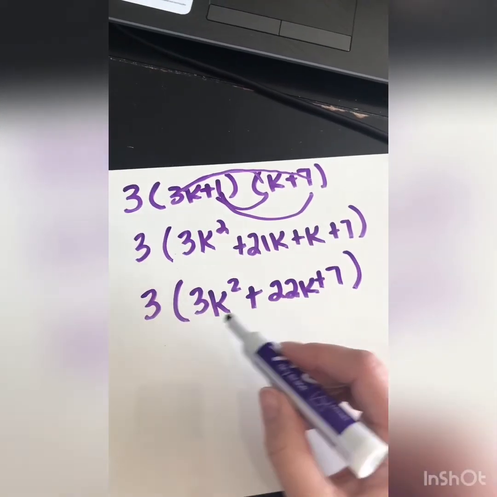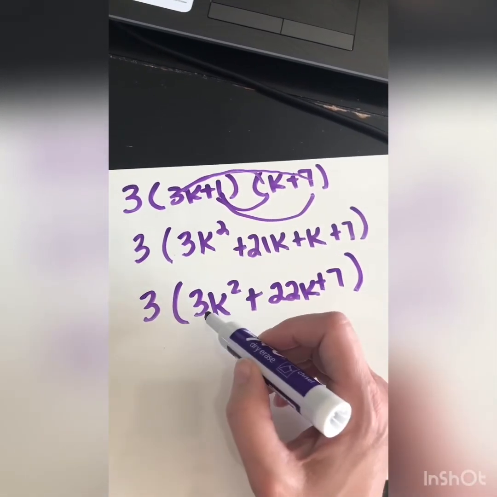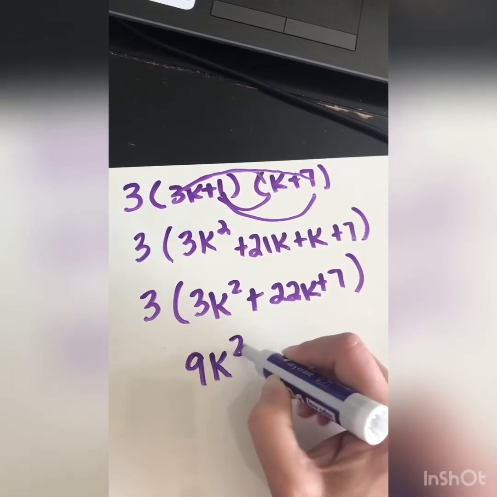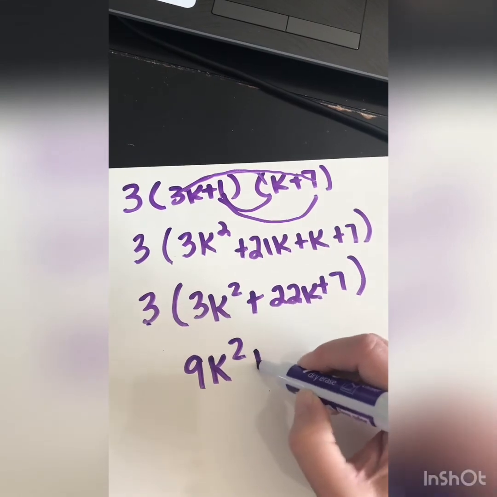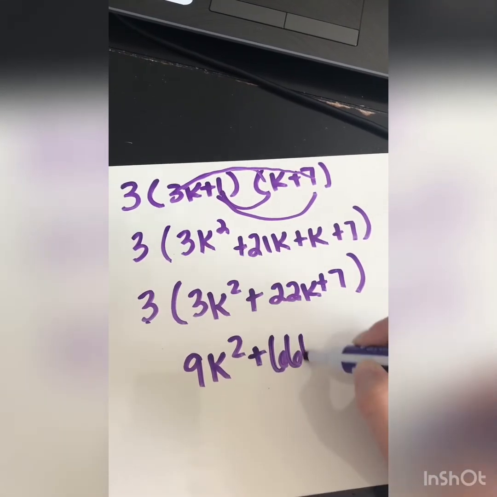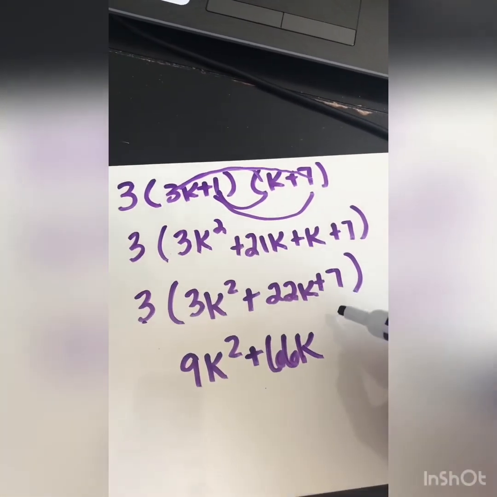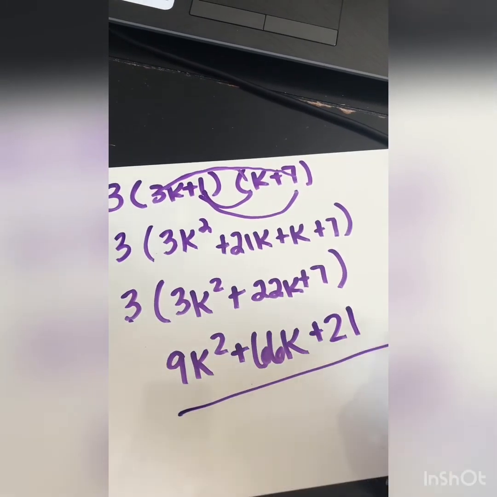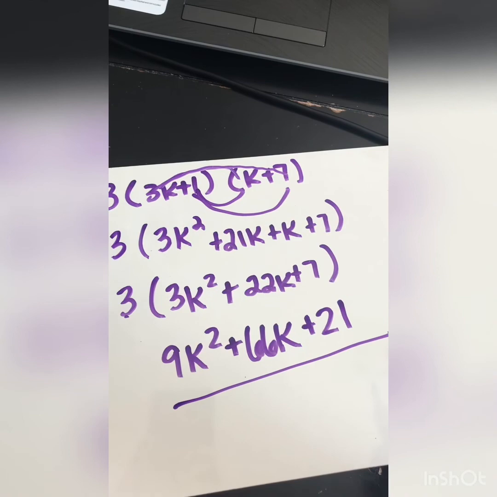All right, and now I'm going to multiply that out. 3 times 3 is 9, so I have 9k squared. 3 times 22 is 66, so I've got 66k. And then 3 times 7 is 21. And you can see I got back to my original problem. So we know that it's right.